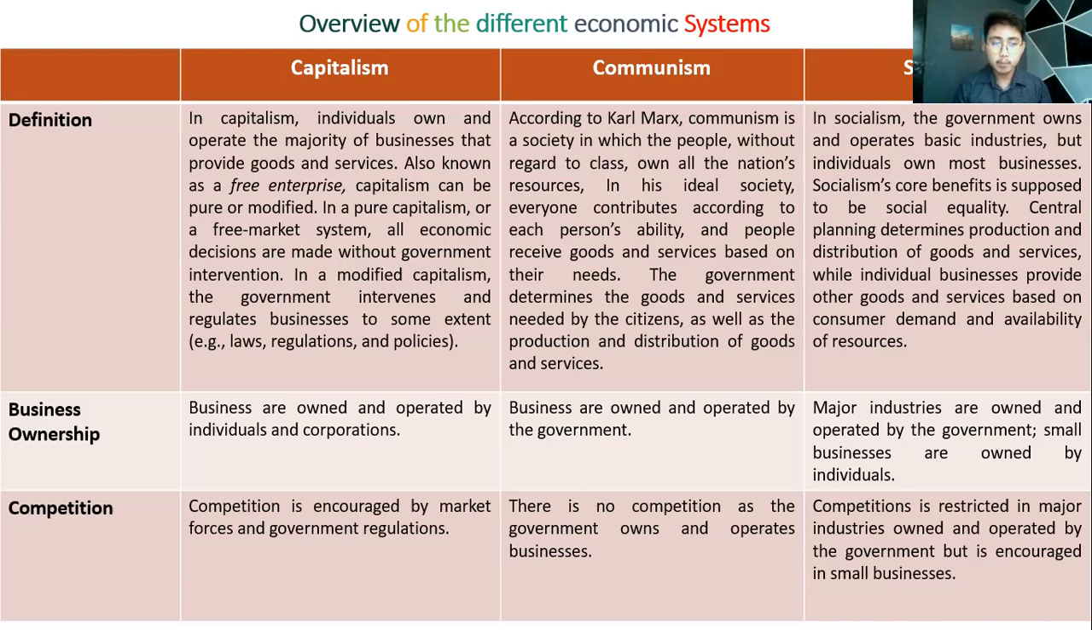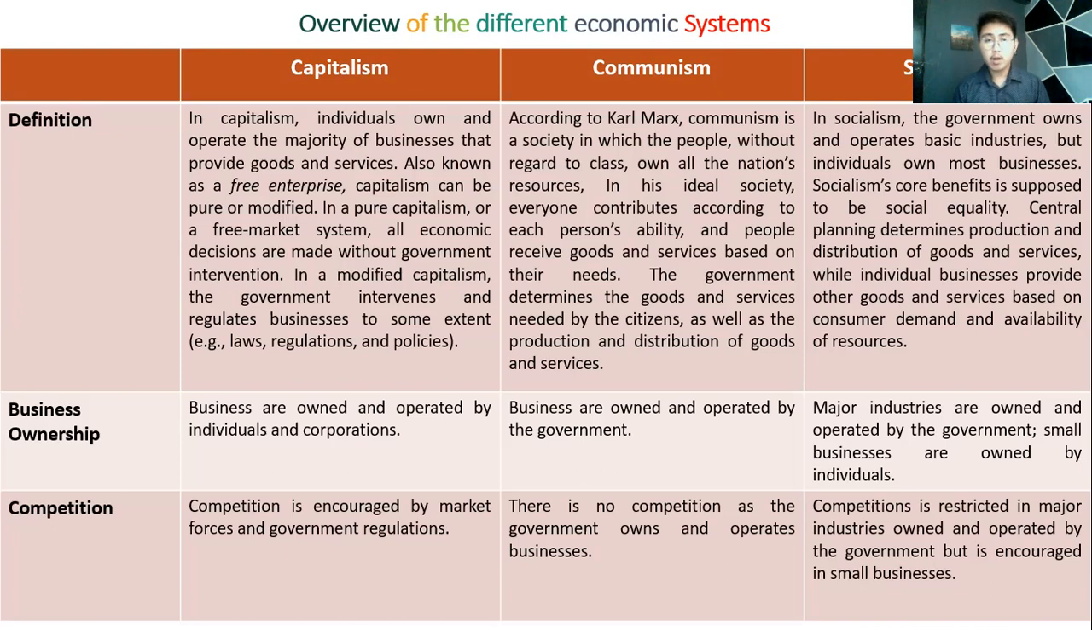So when it comes to business ownership naman, the businesses are owned and operated by individuals and corporations, while sa communism naman, businesses are owned and operated by the government. So, lahat po ng negosyo dito sa lugar na to ay operated and owned by the government, while sa socialism naman, major industries are owned and operated by the government. So, some basic industries are owned by the government, while yung small businesses naman are owned by the individuals.